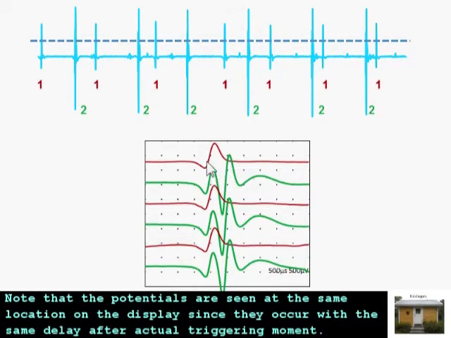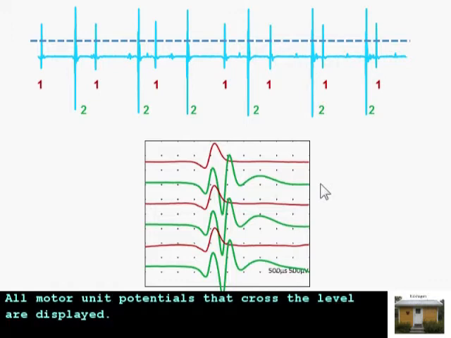Note that the potentials are seen at the same location on the display, since they occur with the same delay after actual triggering moment. All motor unit potentials that cross the level are displayed.